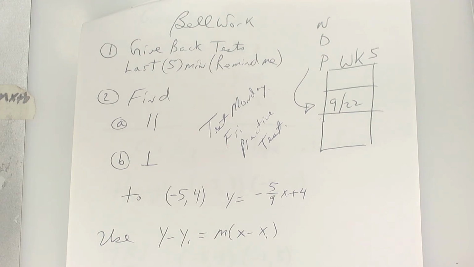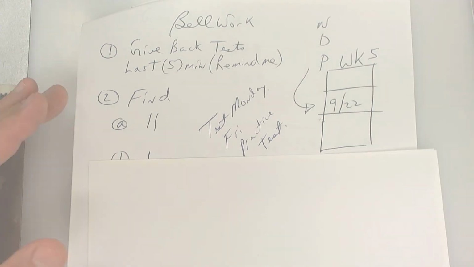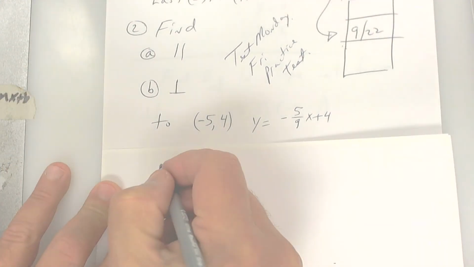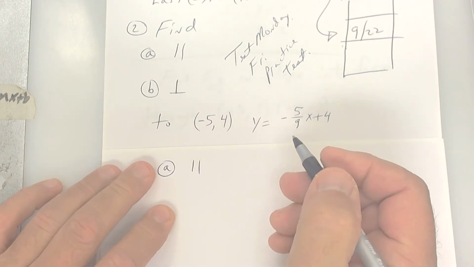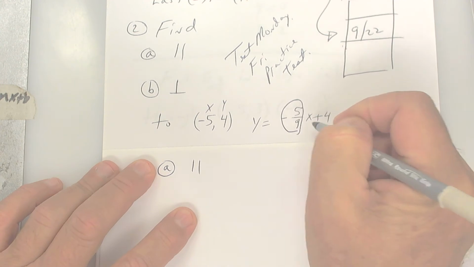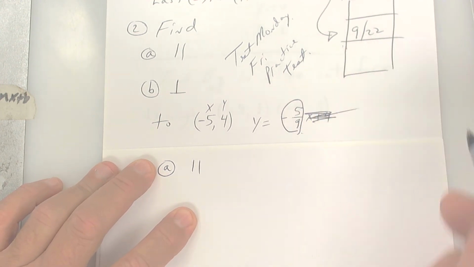So what we want to do now is work this out. So here it says give back the test the last 5 minutes. Remind me to give back your test. Parallel and perpendicular. Let's do parallel first. Okay, so parallel, it's going to be y. Label that so you know, and this is your slope. This is the only thing we're using out of here. Scratch all of this out.